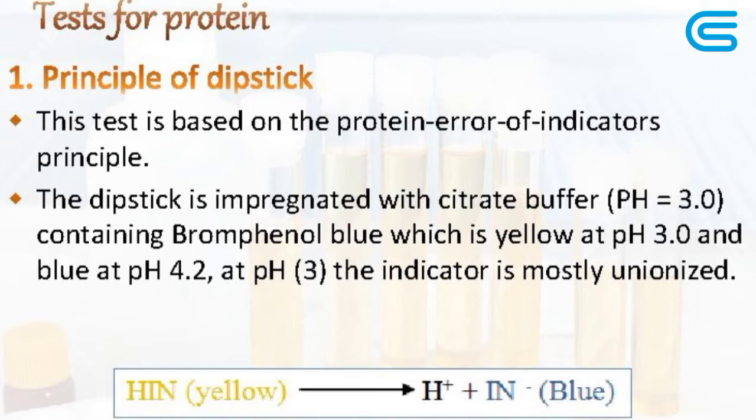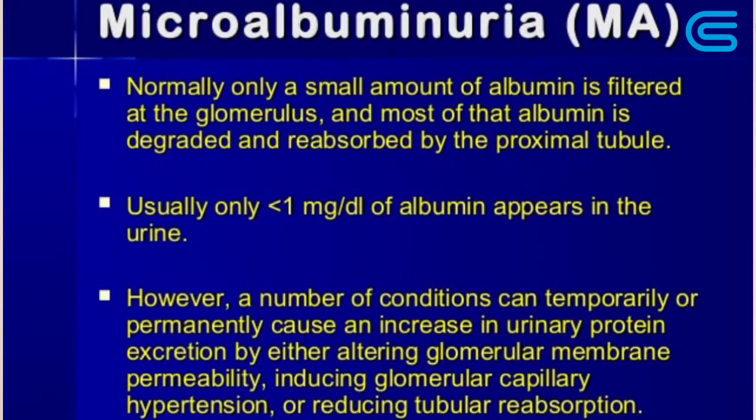Of course, the reagent strip is mainly reactive to albumin. As I said earlier, mainly the reagent strip measures albumin, and sometimes it gives false negative results in the presence of Bence Jones proteins, myoglobin, and hemoglobin. So we can also test for albumin in urine, whereby it is the excretion of 30 to 300 milligrams of albumin in the urine every 24 hours. That is a condition we refer to as microalbuminuria.